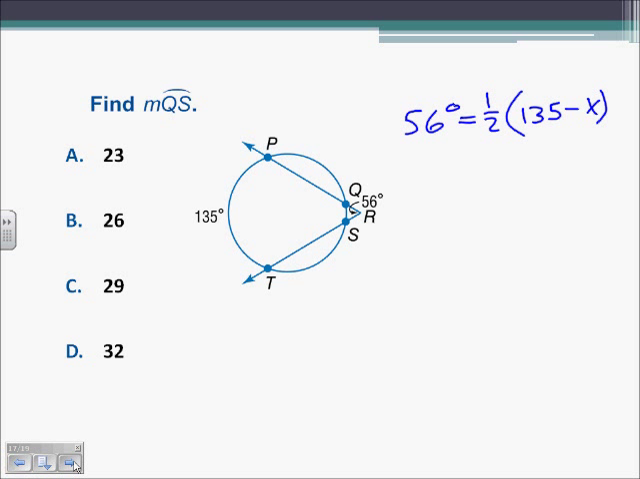To get rid of that half, we'll multiply both sides by 2, so 112 is going to equal 135 minus x. Subtracting off that 135, negative 23 is going to equal the opposite of x, so then we know x is going to equal a positive 23, which would be answer A.